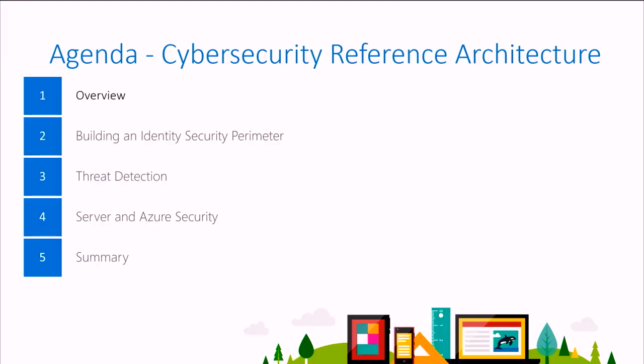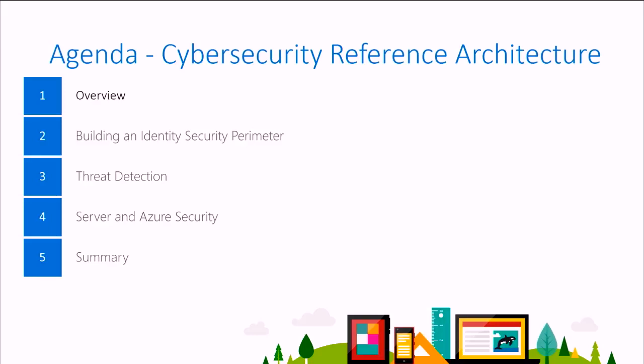And so we're going to be talking to you today about the Microsoft Cybersecurity Reference Architecture, which is really a comprehensive diagram of the Microsoft cybersecurity and security capabilities, and then how you use it to build an identity-based security perimeter. We'll have 5 modules today, the first of which is this overview where we'll go over the whole topic.